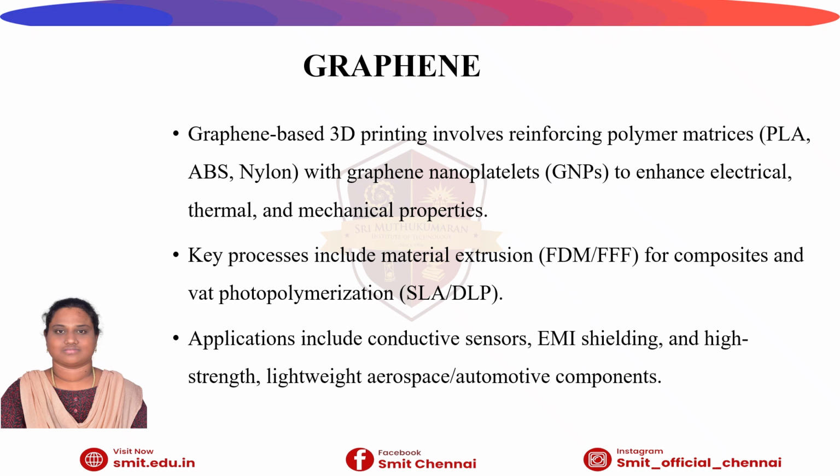Next one is graphene. So what is graphene? Graphene-based 3D printing involves reinforcing polymer matrices such as PLA, ABS and nylon with graphene platelets to significantly enhance electrical, thermal and mechanical properties.